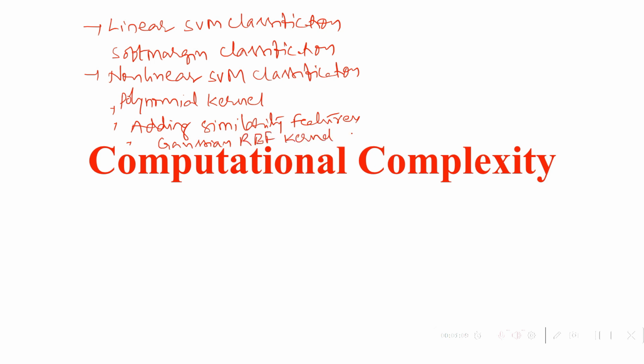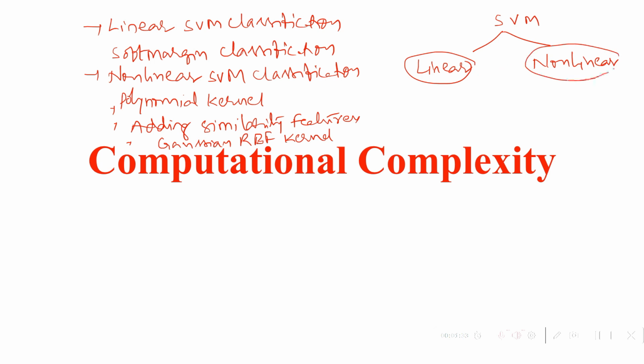So that means support vector machine classification works on two types of datasets: a linearly separable dataset and a non-linearly separable dataset. We already discussed the meaning of linearly and non-linearly separable datasets, and here we are going to discuss the computational complexity of the support vector machine on different types, like linear SVM classification and non-linear SVM classification.